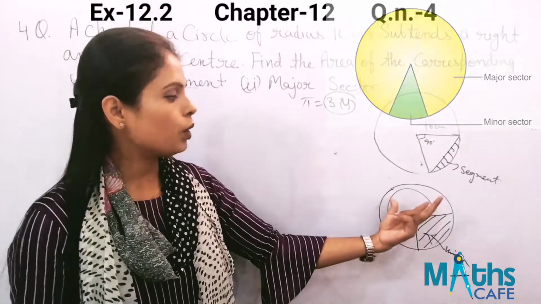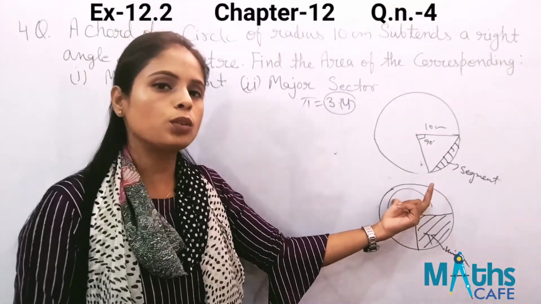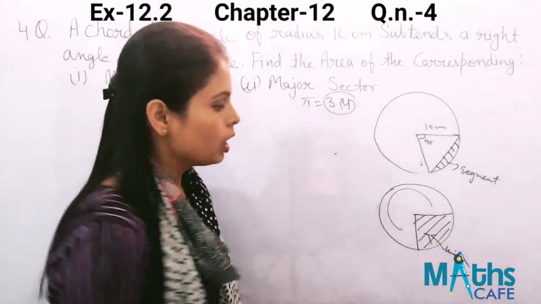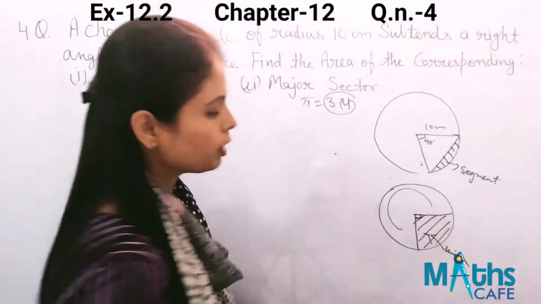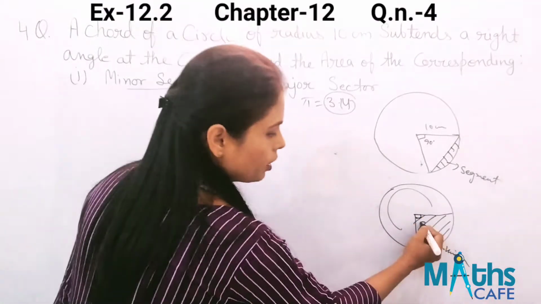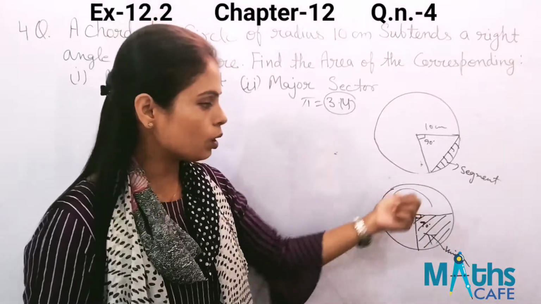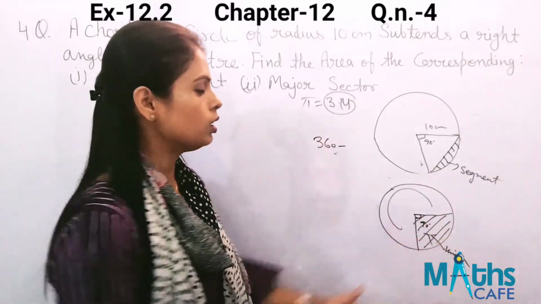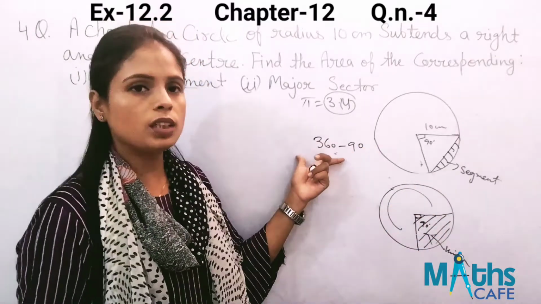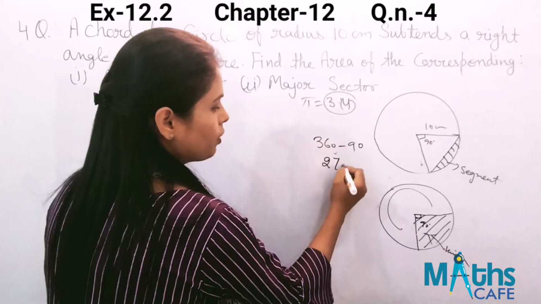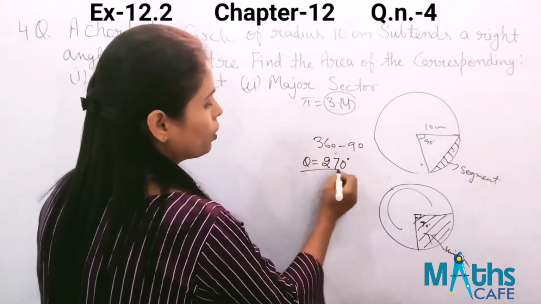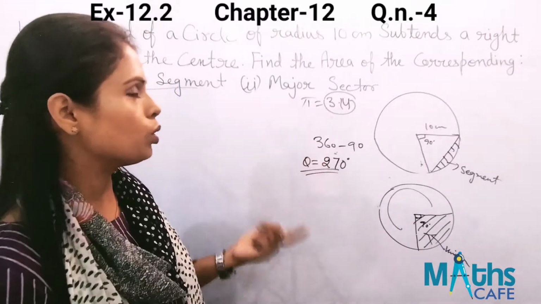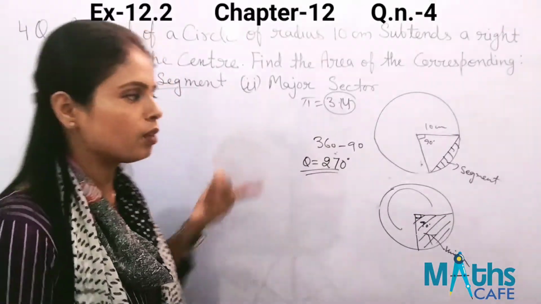Alright. So now what we have to do, the formula which we are going to use is the same as the area of sector, but the theta will get changed. The theta which was for the minor sector was 90 degrees. Now what we are going to do, 360 is the sum of the whole circle. We will just deduct 90 from 360, so we will get 270. So this is the value of our theta. This is the theta of the major sector. Now nothing else to do. We are just going to use the area of sector formula.